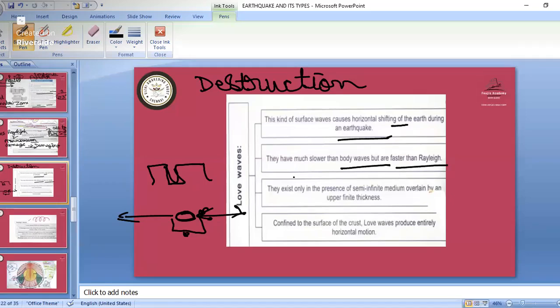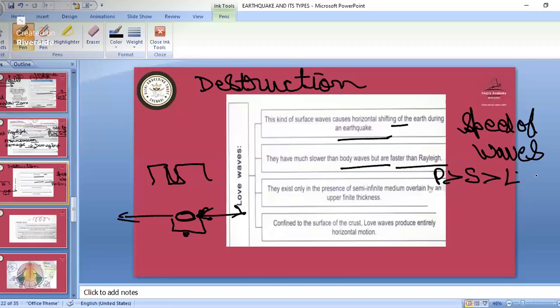Now, according to speed, if we arrange the speed of the waves, the maximum speed is in the P waves. Then after that the S wave, that is the secondary wave. Then after the secondary waves, we have the speed in the Love wave. And then the lowest speed is in the Rayleigh wave.